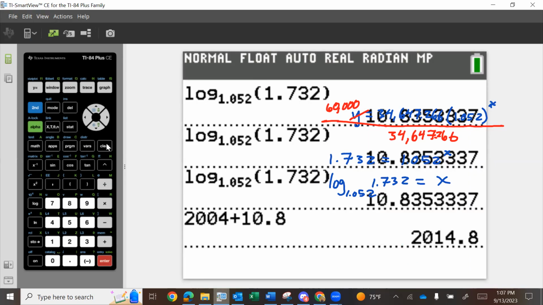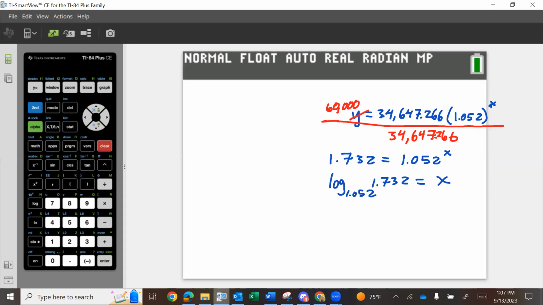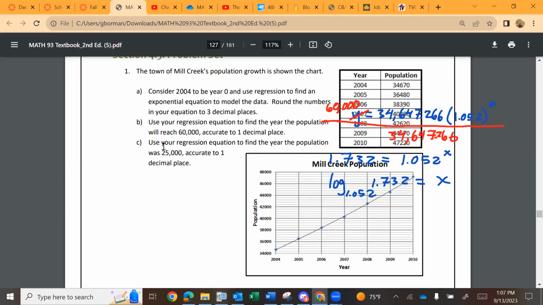All right. Now, part C is very similar to part B. The only difference is you're going to use 25,000 instead of 60,000. Well, 25,000 is smaller than our smallest population. So it's going to be into the past, which means we're going to expect a negative answer. So, yeah, we might as well just give that a shot.